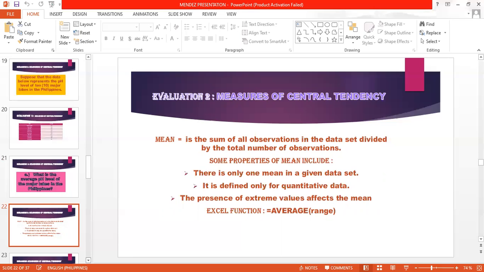Take note that there is only one mean in a given data set, and it's defined only for quantitative data, and the presence of extreme values affects the mean. Its Excel function is equals AVERAGE, open parenthesis, range, then close parenthesis. Now, we will solve the problem through MS Excel.